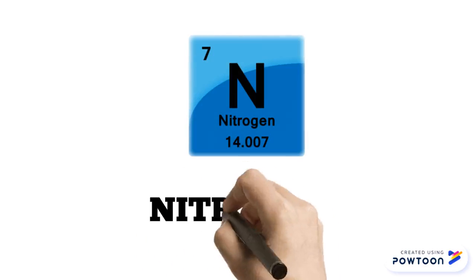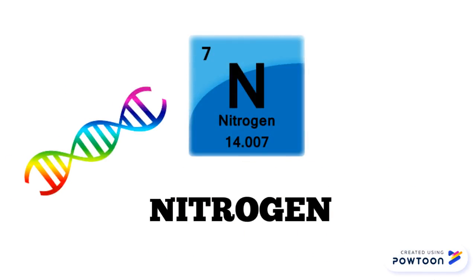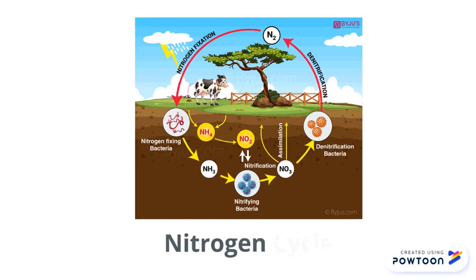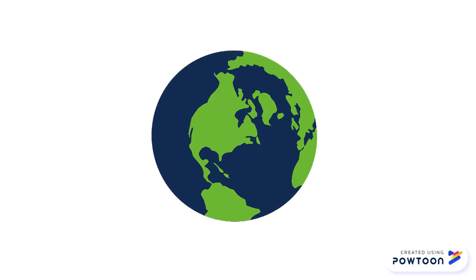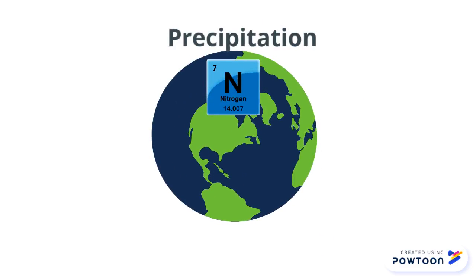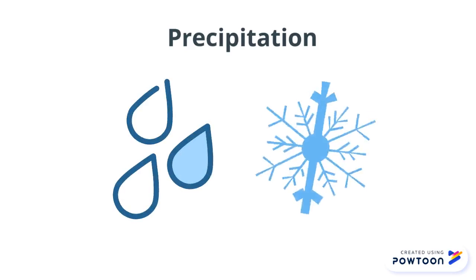We need nitrogen for our DNA and proteins, and it can only be absorbed by eating our foods. The nitrogen follows a cycle where it travels from the atmosphere to the soil to animals and back in a cycle. The nitrogen in the atmosphere falls to Earth by precipitation, such as rain or snow.